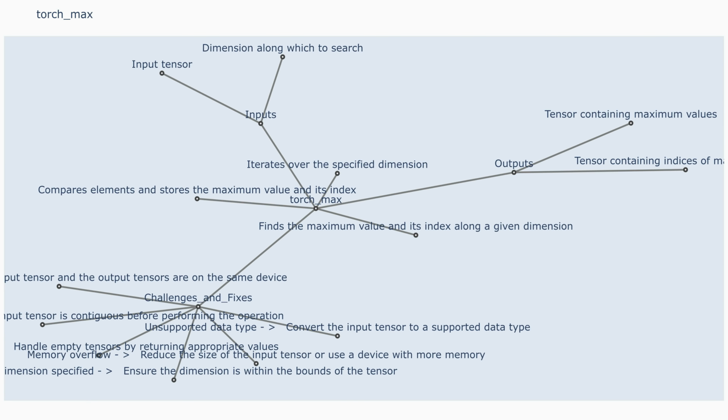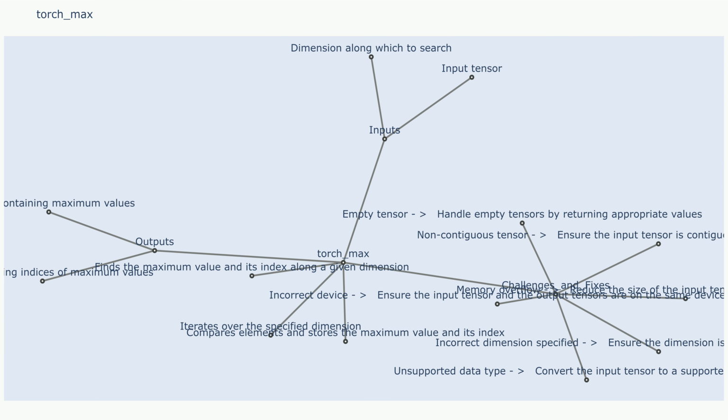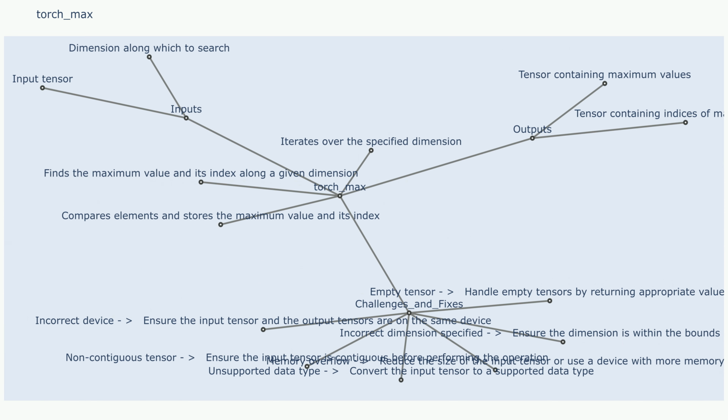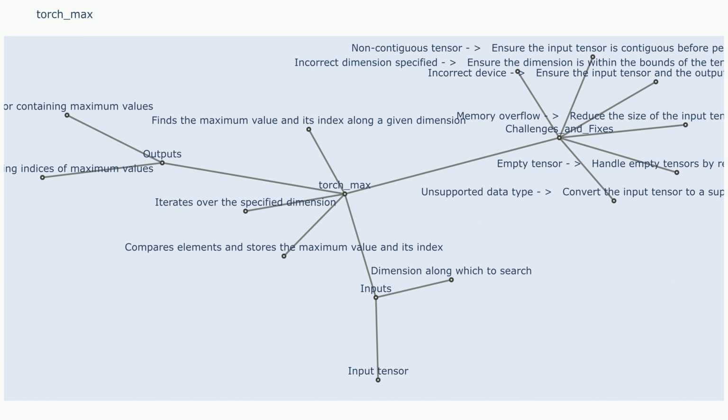Torch.max. Description. The torch.max function is used to find the maximum values along a specified dimension in a tensor. It returns a tuple containing the maximum values and their indices. Inputs. Input 1: input, the input tensor. Input 2: dim, optional, the dimension to reduce. By default, the maximum value is computed across the flattened tensor.